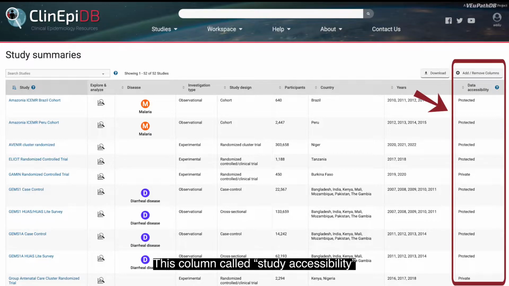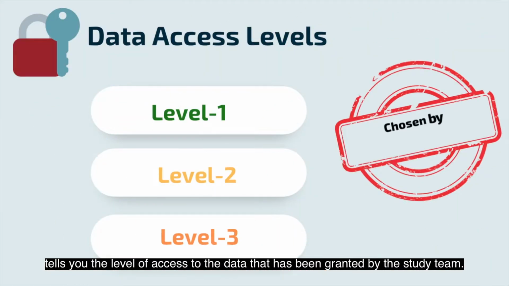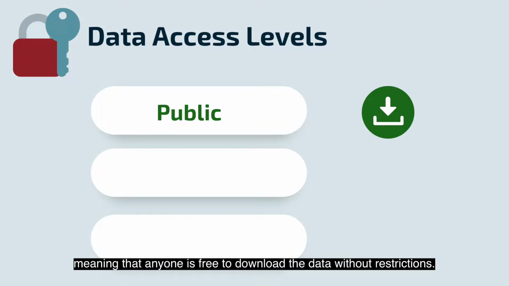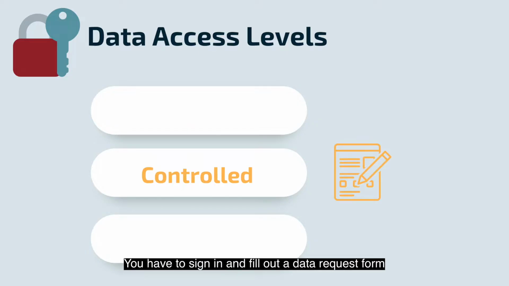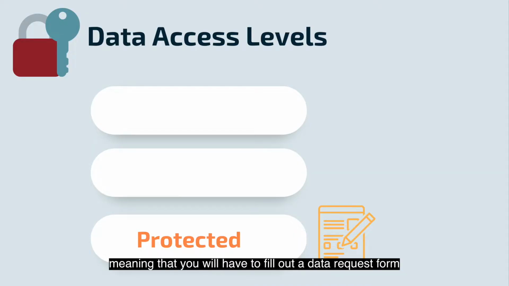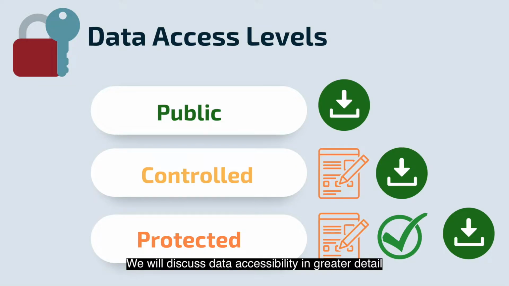This column, called Study Accessibility, tells you the level of access to the data that has been granted by the study team. Some datasets are public, meaning that everyone is free to download the data without restrictions. Some datasets are controlled. You have to sign in and fill out a data request form, and then you will be allowed to download the data immediately. Some datasets are protected, meaning that you will have to fill out a data request form which will be forwarded to the study team who will then approve your request within a few days. We will discuss data accessibility in greater detail in the last part of this video when we talk about downloading data.